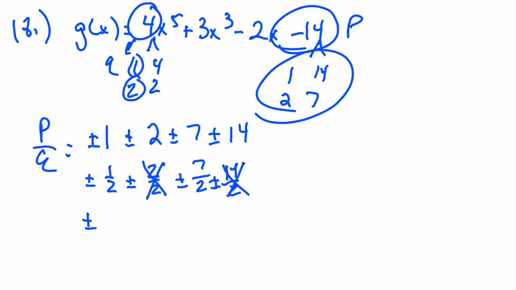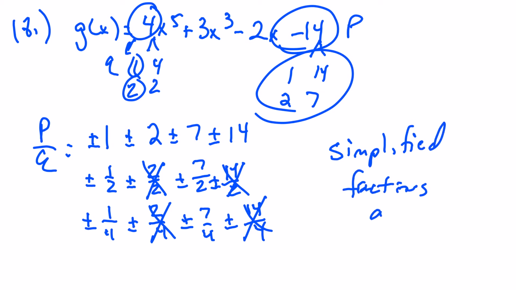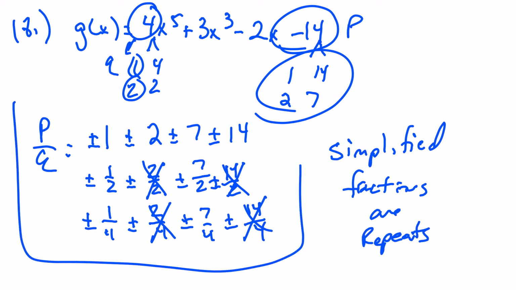Now I do plus or minus 1 over 4, plus or minus 2 over 4, plus or minus 7 over 4, plus or minus 14 over 4. 2/4 is the same as 1 half, so I cross off 2/4. 14/4 is the same as 7 halves, so I cross that off. So simplified fractions that are repeats, you have to cross them off. So that's your final answer. That's it for that one.